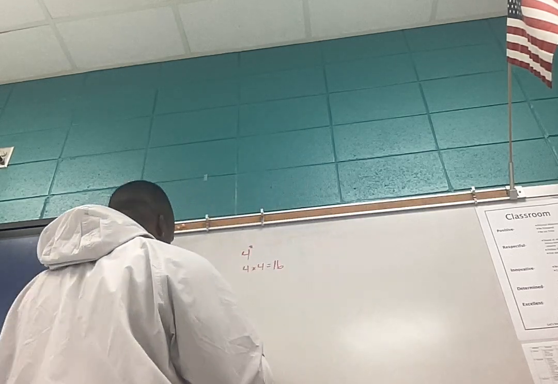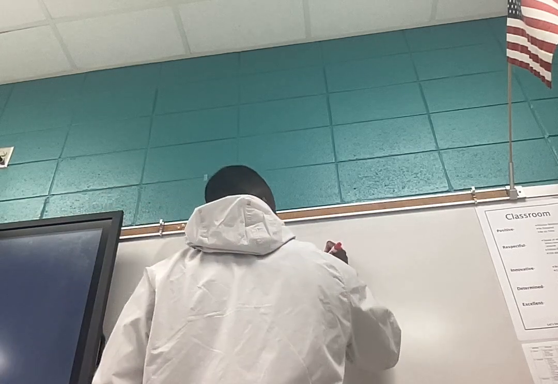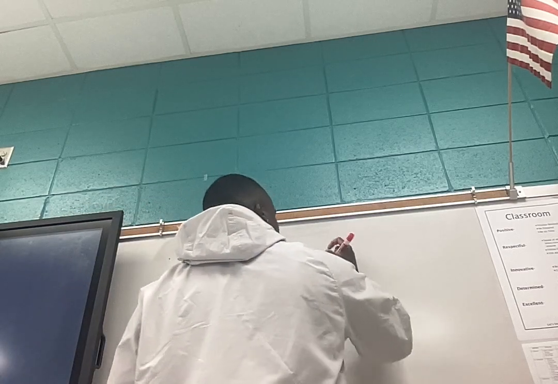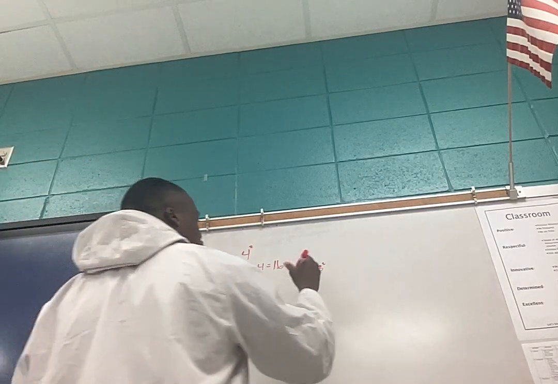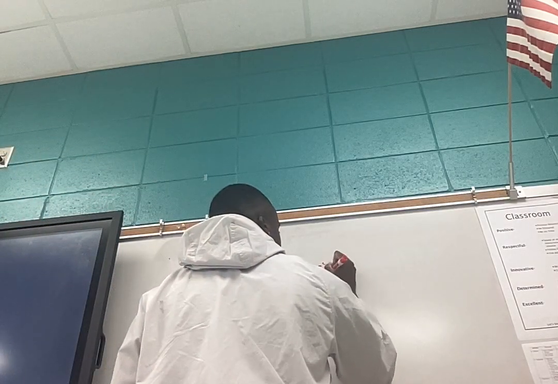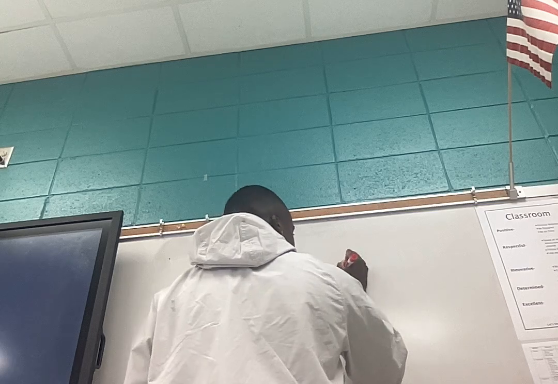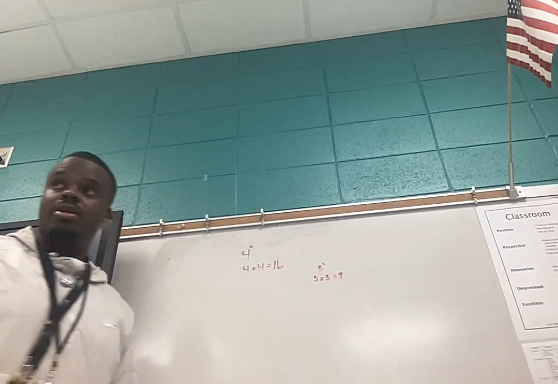Okay, so we know if we see 3 squared, what does that mean? 3 times 3. So 3 times 3 equals 9. Makes sense.